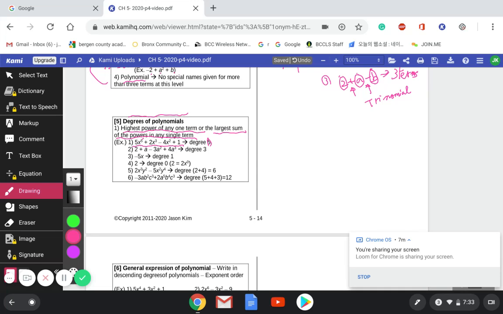Next example, you have 2 plus a minus 3a squared plus 4a to the third. Now, among these terms, what is the highest power? Third, right? So the degree is 3. How about the number 3? How about negative 5x? Well, negative 5x is the same as negative 5x to the first power, because when there is no power, it's always one power. So the degree of this polynomial becomes 1, because no power means one power.